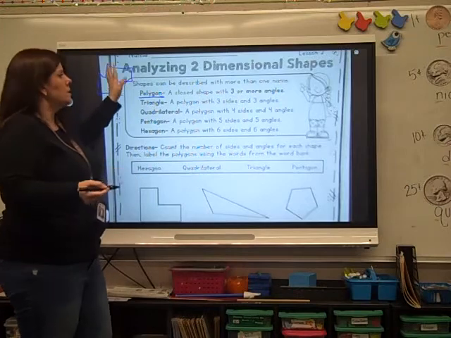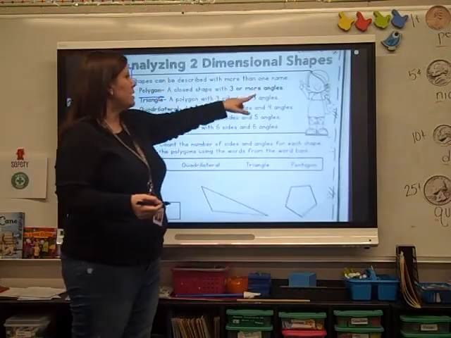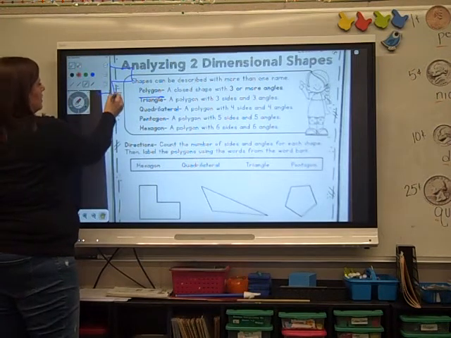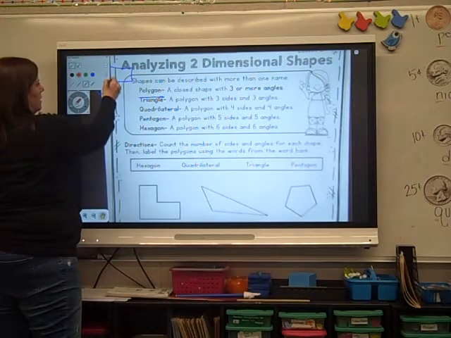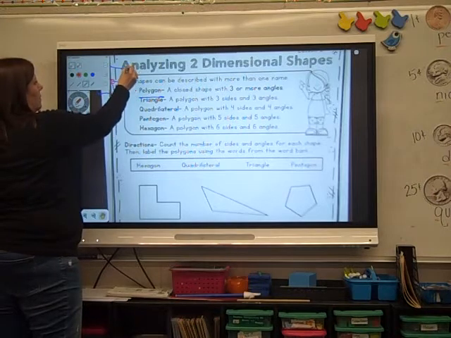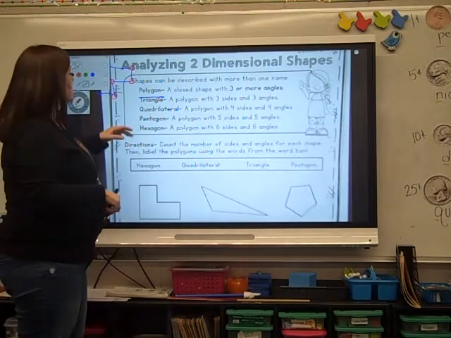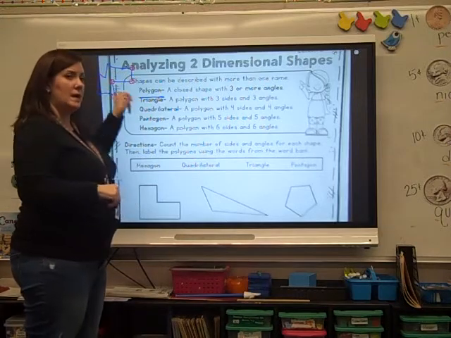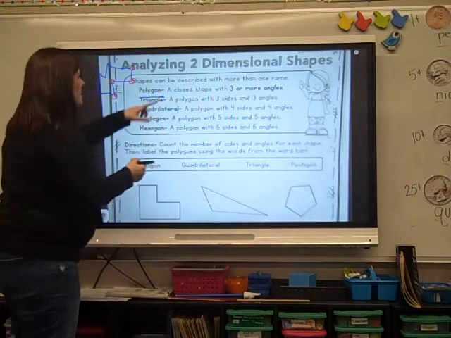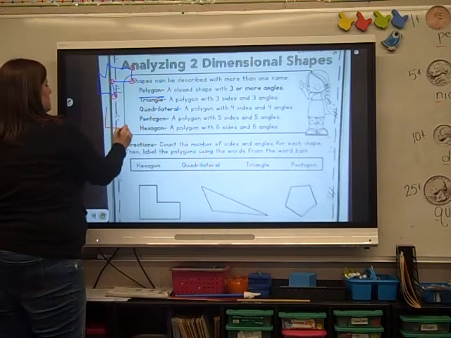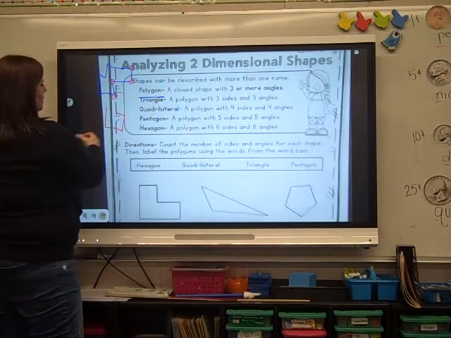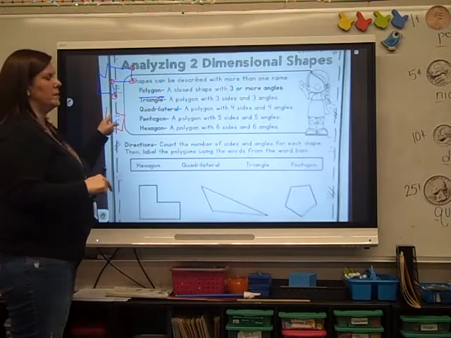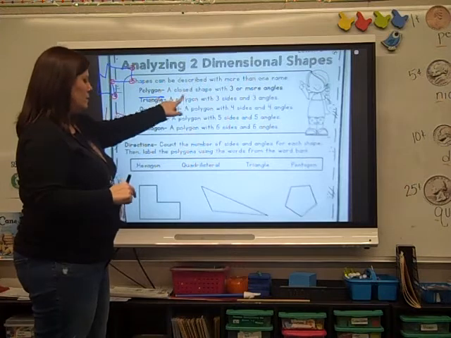So it means it's closed. So it also has to have 3 or more angles. Well, we know that we've got angles where the 2 sides come together, right there, right there, right there. So we've got 3 or more, don't we? And the sides have to be straight. So that's a polygon. If it was open, it would be something like this. See, my little bug could crawl right inside that shape right there. And that means it's open. A polygon has to be closed.